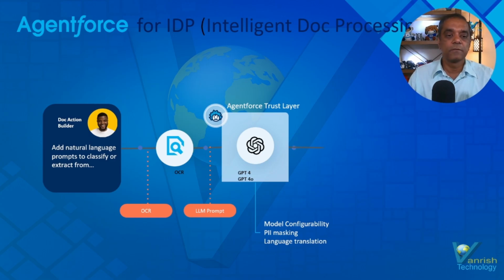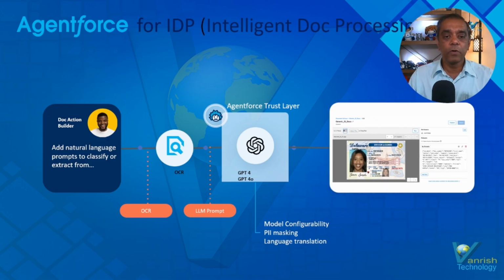And once this is available, the result is returned and all the information is normalized and made available to your customer, your use case or workflow, and then you can make a decision based on whatever information is available from the document.